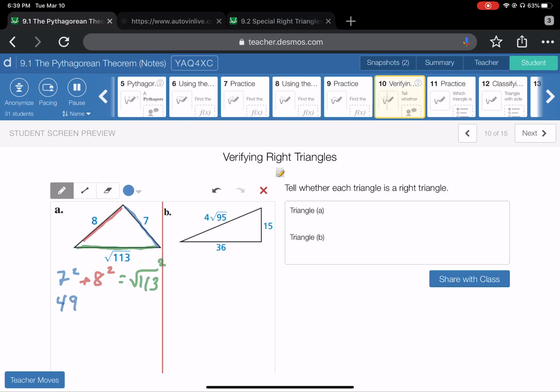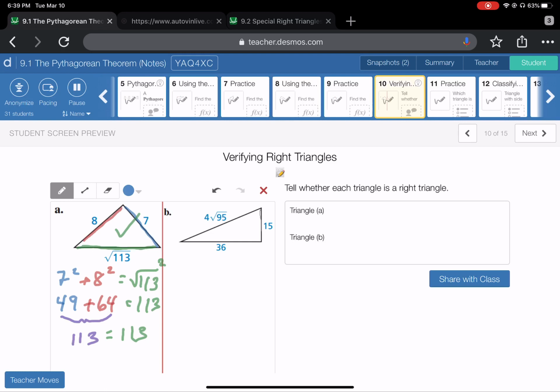So let's go ahead and do that. We have 49 plus 64, and that should equal 113. If we add 49 plus 64, we're going to get exactly 113, which we know is equal to 113. So this triangle on the left here, labeled A, is a right triangle because it makes the Pythagorean theorem true. And that's the converse of the Pythagorean theorem.